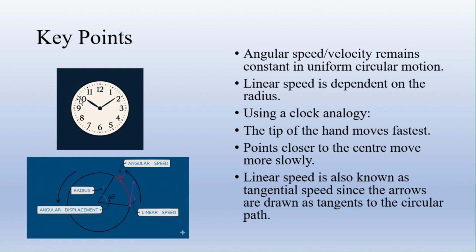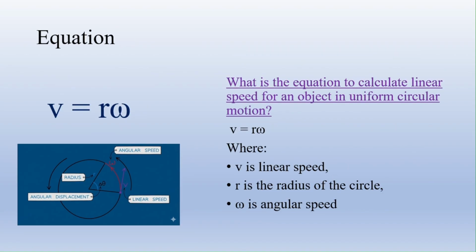So you can think of it as a Ferris wheel. If you're on the outer part of the Ferris wheel, you're actually moving faster. But if you're closer to the center, you're actually moving slower in terms of your linear speed. Okay, so it's dependent on radius. But angular velocity, or you can say angular speed, remains constant in uniform circular motion because it's just a measure of how many angles are covered per second, how fast you're moving in terms of the angles that you're covering. Okay, cool. And lastly, we just need to go through the equation for linear speed.